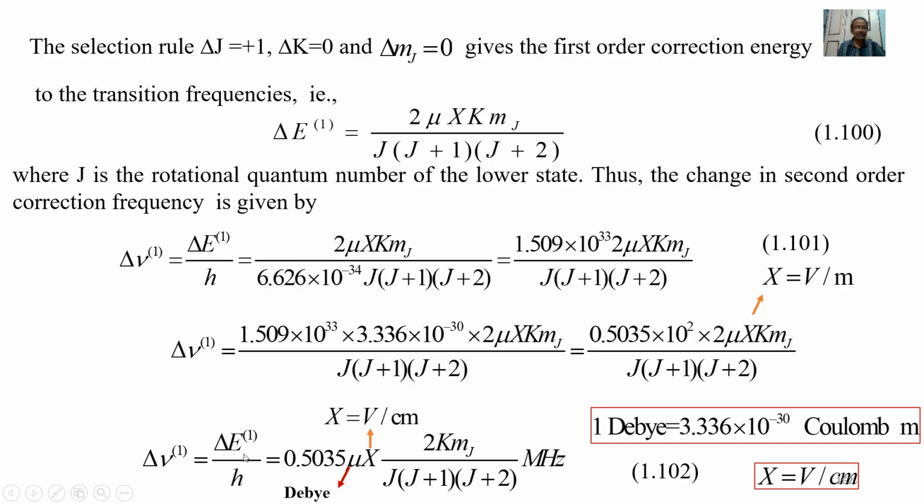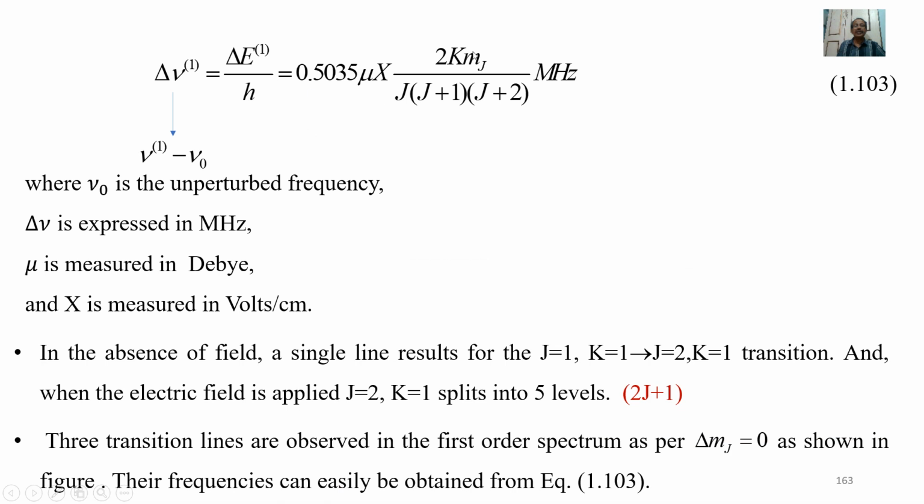See here, del mu 1 is nothing but measured in terms of megahertz. So this is equation 1.102. This is the final one. So we have obtained the expression for change in second order correction frequency, which is nothing but given by equation 1.103. Here del mu 1 is nothing but mu 1 minus mu 0, where mu 0 is the unperturbed frequency, mu 1 is the first order correction frequency, and del mu is expressed in terms of megahertz. Mu is measured in Debye and x is measured in volt per centimeter.